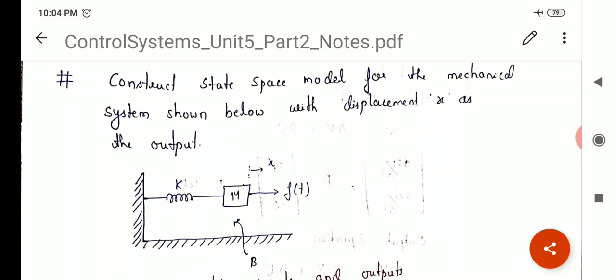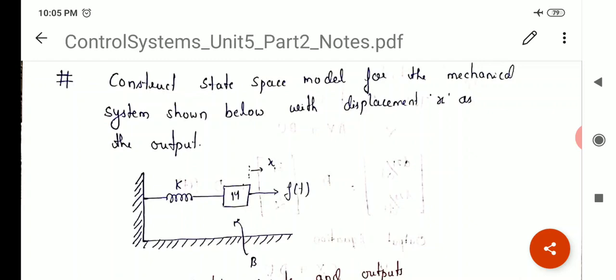Now in this video, we are going to see how to construct a state space model for a mechanical system. If you have not gone through the part 1 video, I suggest you first go through that video before proceeding with this, because that will help you to understand this video better. Okay, now I'm taking the simplest example of a mechanical system where the question says construct a state space model for the mechanical network given.